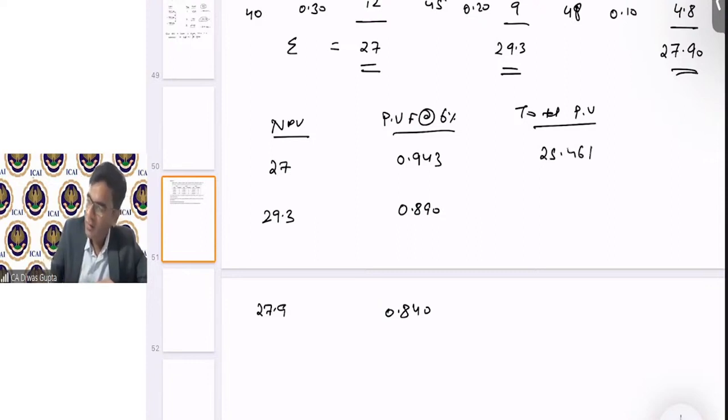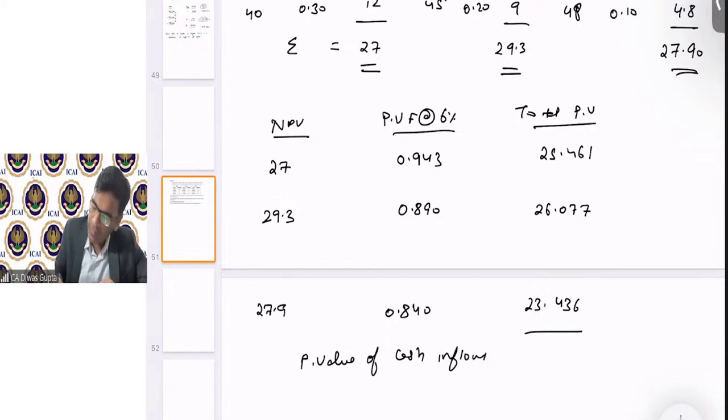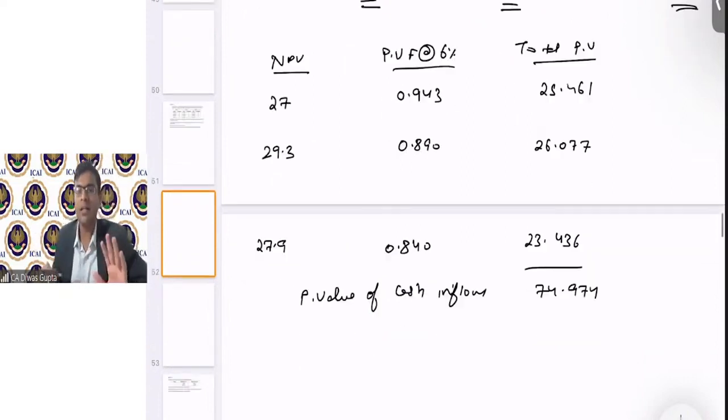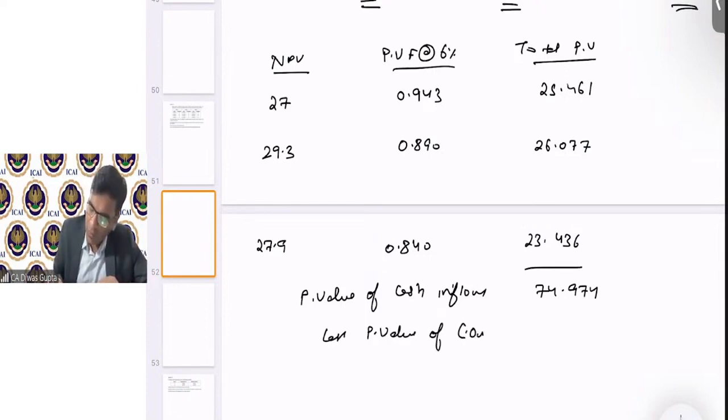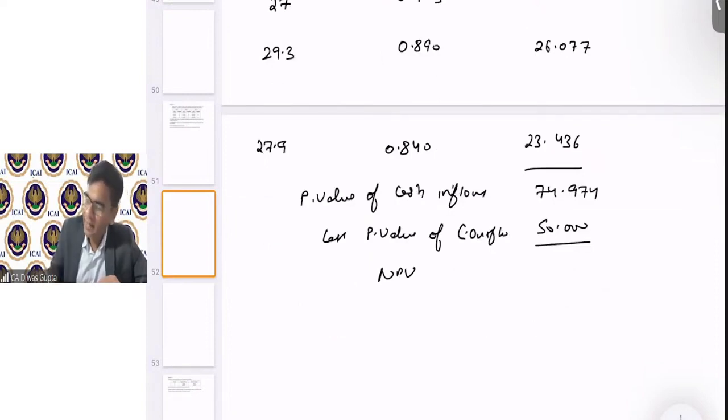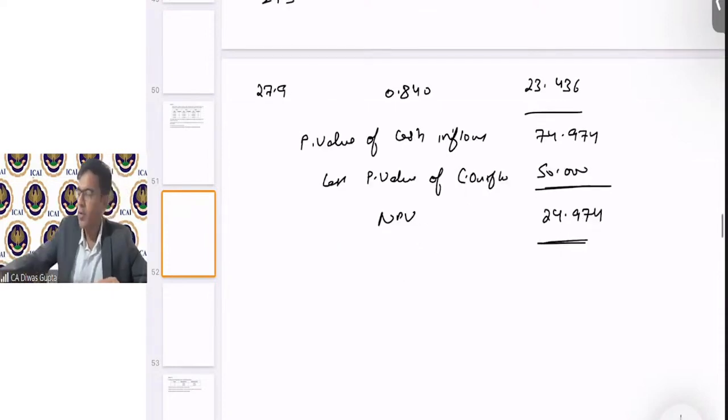25.461, 26.077, and 23.436. So the present value of cash inflows is straight away the summation of this, which is 74.974. I think till here, there is nothing specific in the question to answer, right? We have just calculated the probability-wise expected cash flows and accordingly calculated the present value of cash inflows. So less present value of cash outflow, which was how much? 50 lakhs. And hence the NPV, the expected NPV, we can say it is 24.974. I hope it is clear till now.